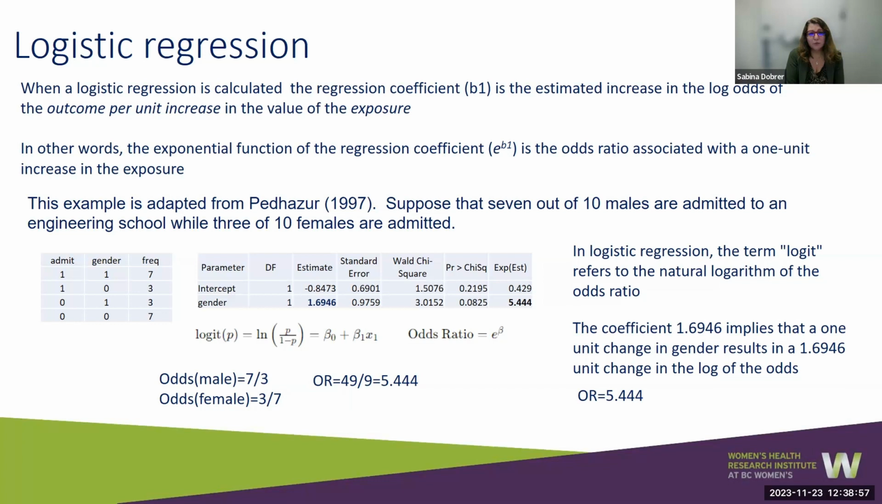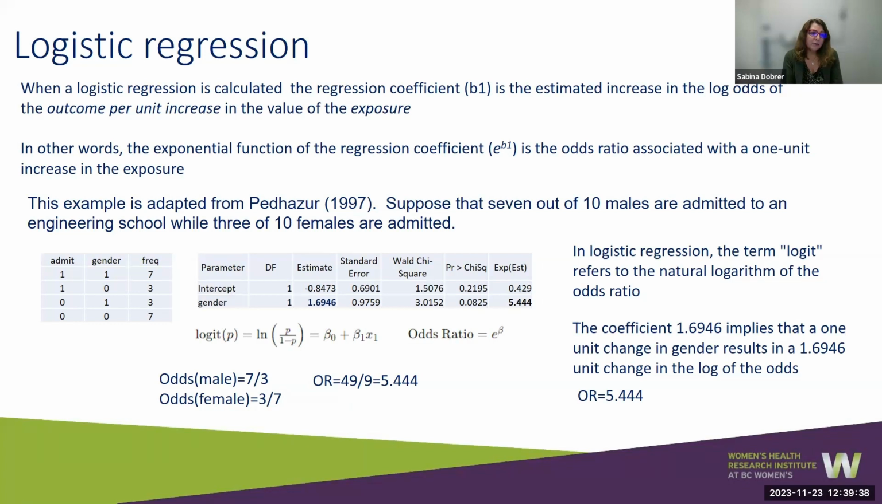And coefficient B1 is the estimated increase in the log odds of the outcome per unit increase in value of the exposure. Yes, so for each unit increase in our exposure, our outcome will increase by B1 in log odds. In other words, the exponential function of the regression coefficient, E, like the standard 2.72, to the power of B1, is the odds ratio associated with 1 unit increase in our exposure.